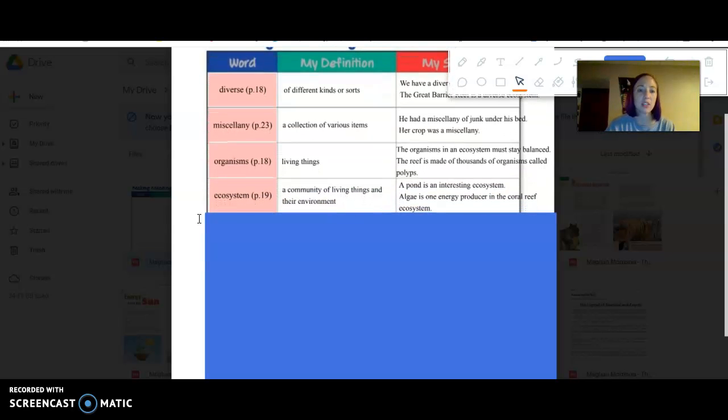Ecosystem, again, this is another word that is coming back, so hopefully you can connect it to the notes we took and the games you've played and the different Mystery Science things we've done. So, ecosystem is a community of living things and their environment. So a pond is an interesting ecosystem. The animals, the water, the plants, all the things that are a part of it. Algae is one energy producer in the coral reef ecosystem. That's how it is used in that story.